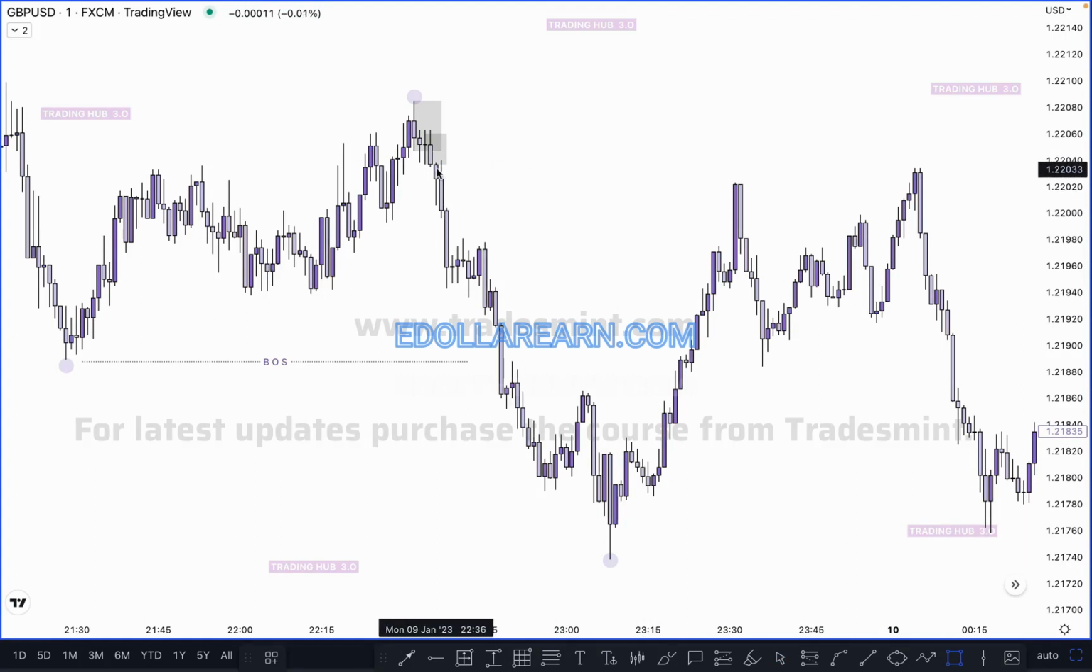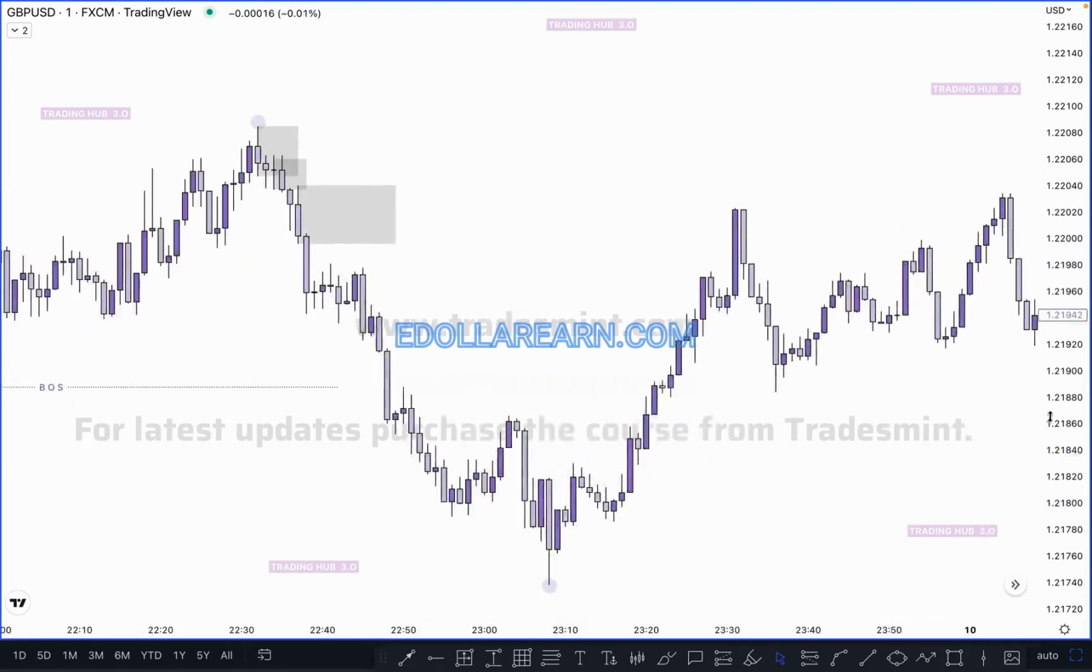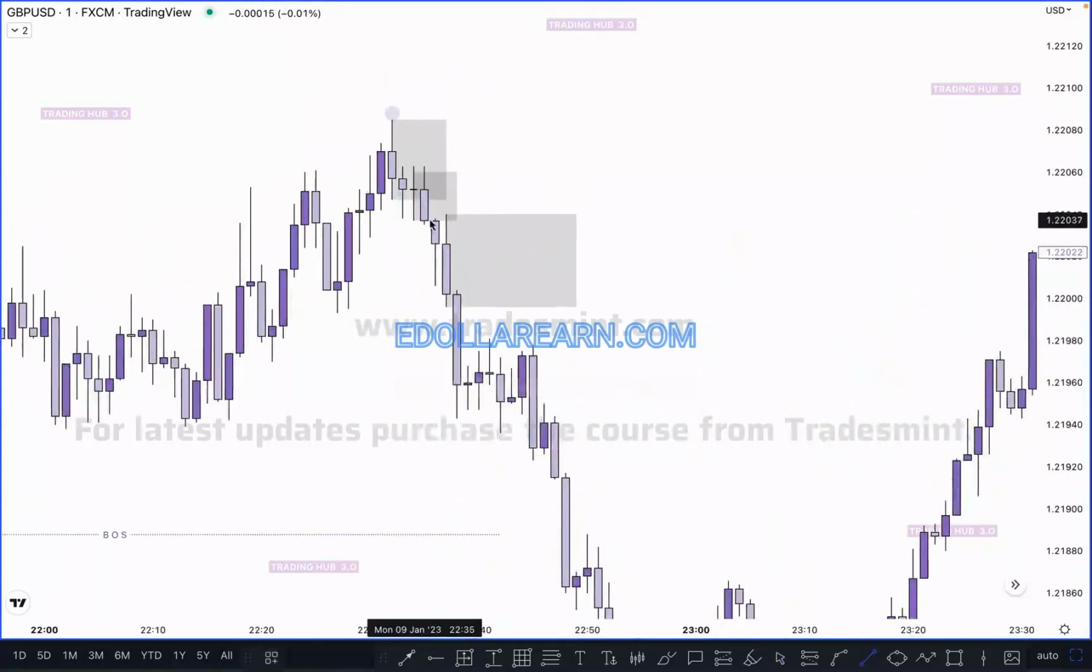This candle taken out the previous candle high. It means this acts like our valid order block. Why? Because proper imbalance is available here. Also this candle taken out the previous candle high. Let me show you exactly at this point. You can see here this candle high taken out by this candle.